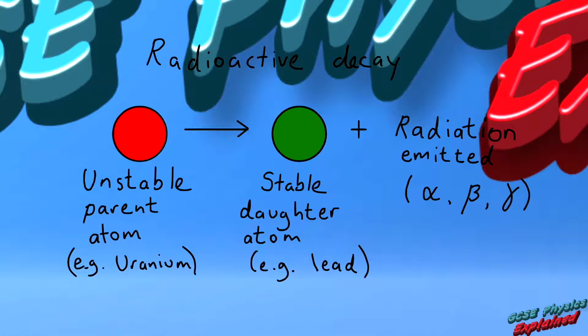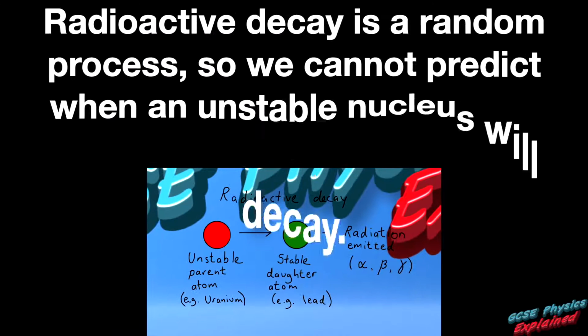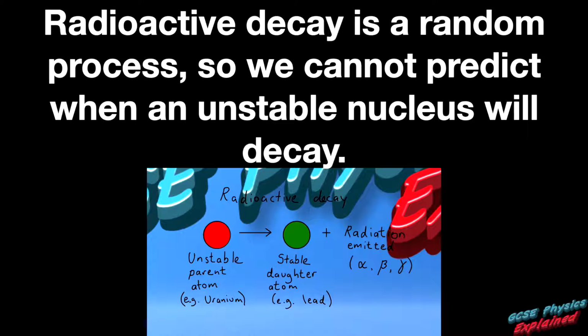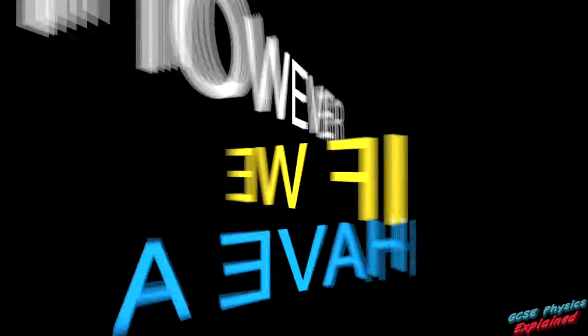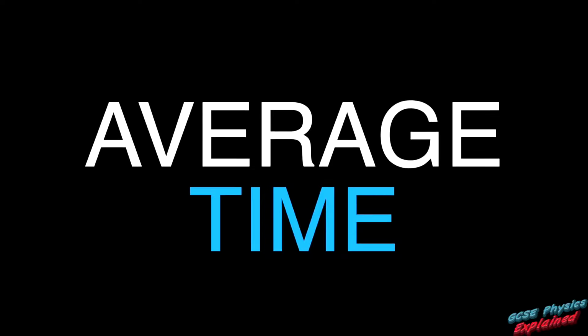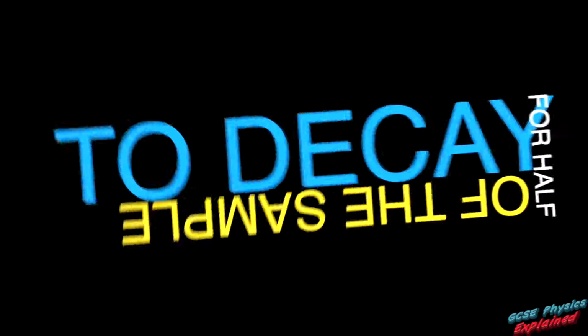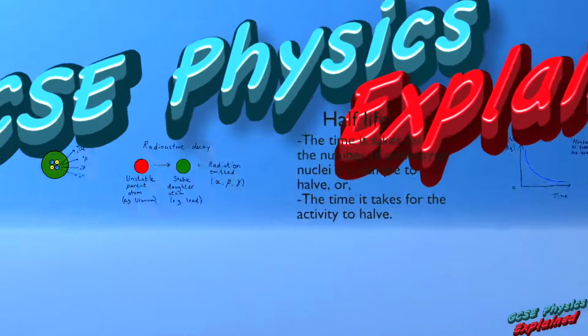This process of emitting radiation is called radioactive decay, and you can see from this example that the unstable parent atom turns into a more stable daughter atom after emitting radiation. Radioactive decay is a random process, so we cannot predict when an unstable nucleus will decay. However, if we have a very large number of nuclei, we can predict an average time for half of the sample to decay. We call this time the half-life.